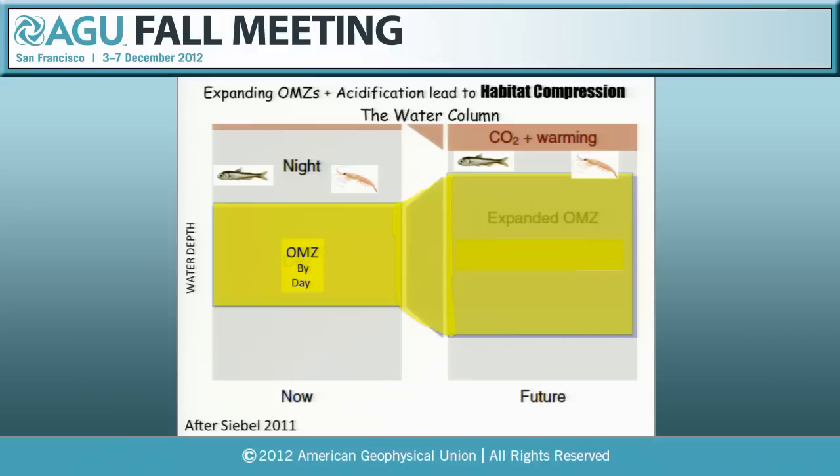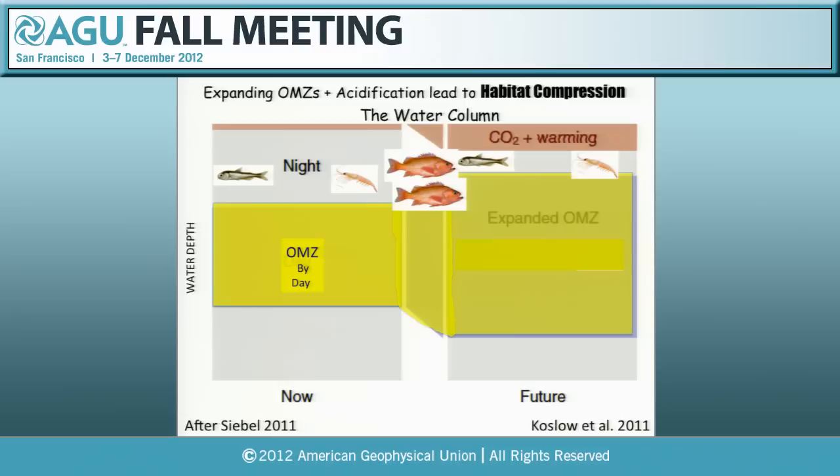So we call this phenomenon habitat compression. It keeps animal densities higher, and the thought is that makes them more susceptible to predation. It turns out the myctophid fishes off Southern California have declined dramatically in recent years, and Tony Koslow has hypothesized that this is a result of habitat compression and increased predation on those fishes, especially at night.